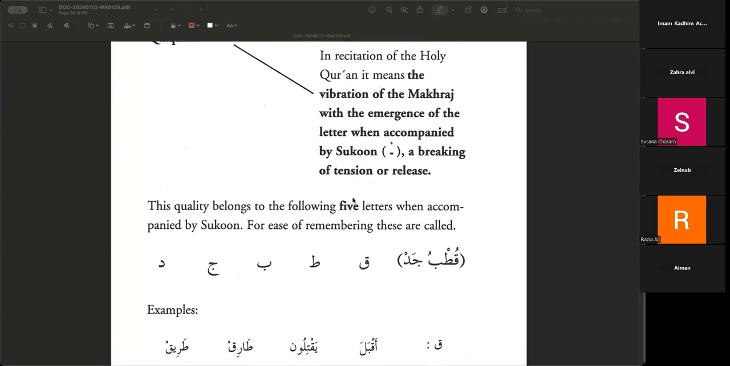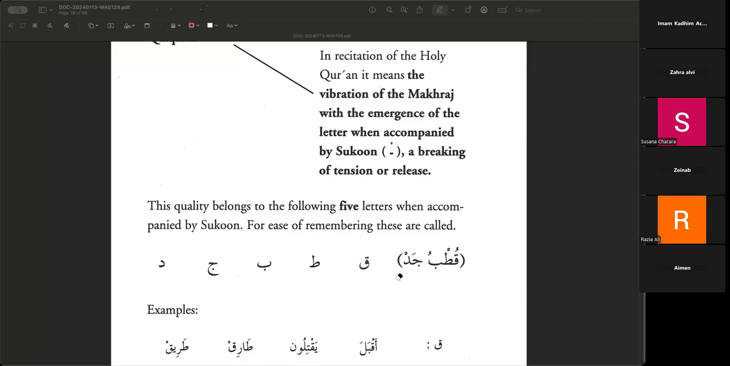Okay, so how do you actually pronounce these letters? Only when they have a sukun. We're not going to say ak, we're going to say ak, at, ab, ad, kind of like a bouncing sound. And for you to remember these letters, you can memorize this word, Qutub Jad.